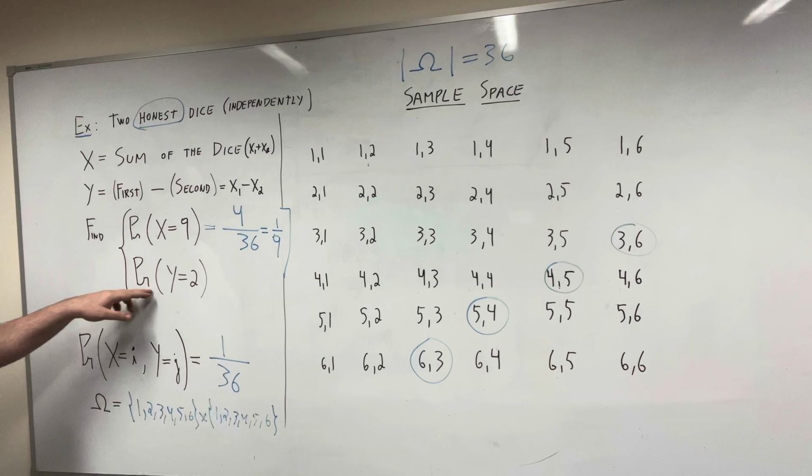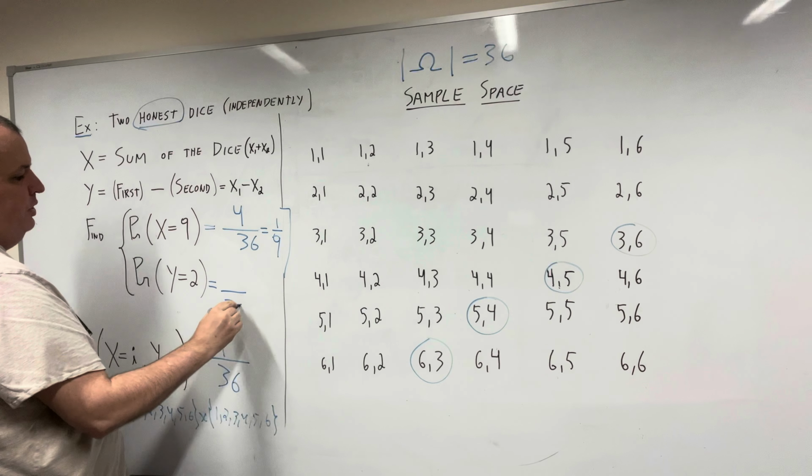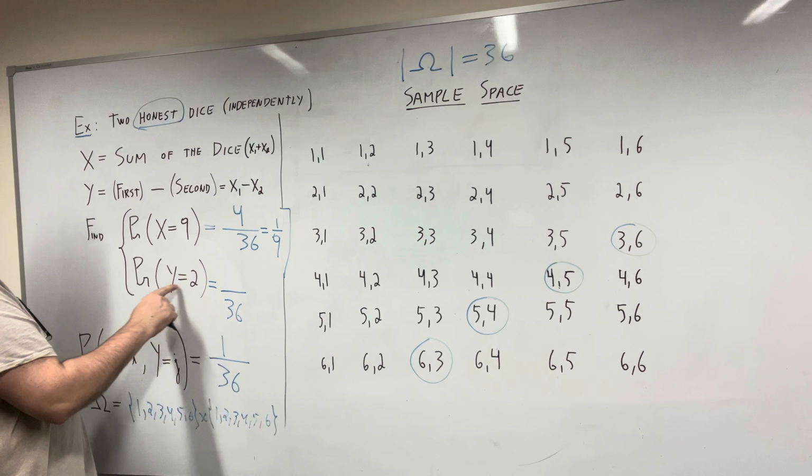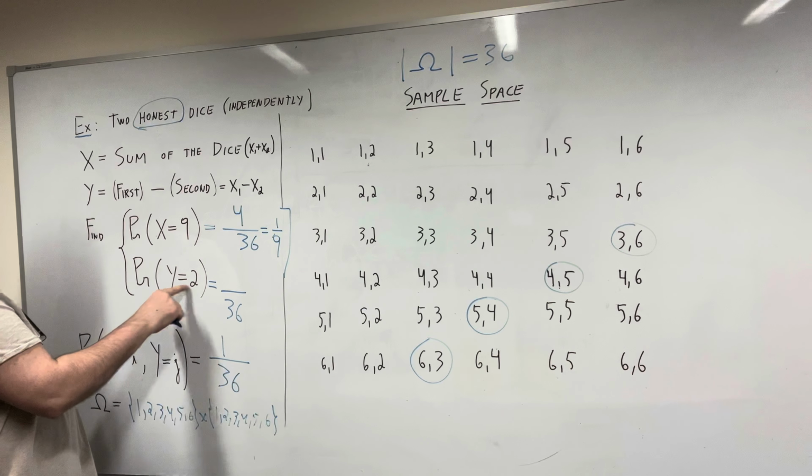What is now the probability that the difference, the first minus the second, equals 2? Again, I have 36 possibilities, and I will count how many of these possibilities have this property. Let me do that in red.